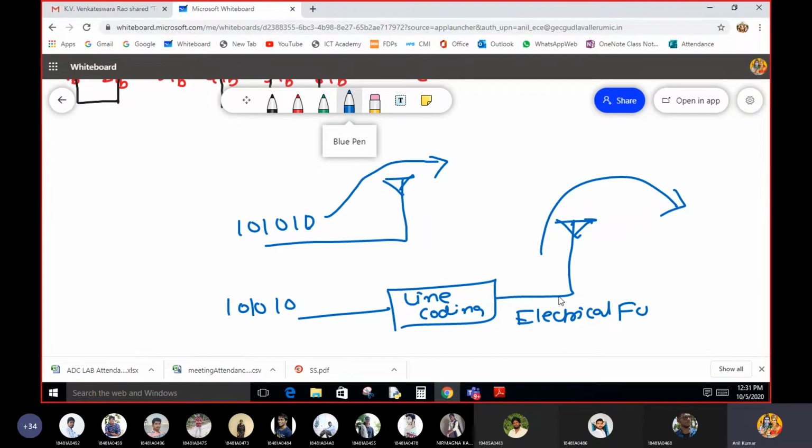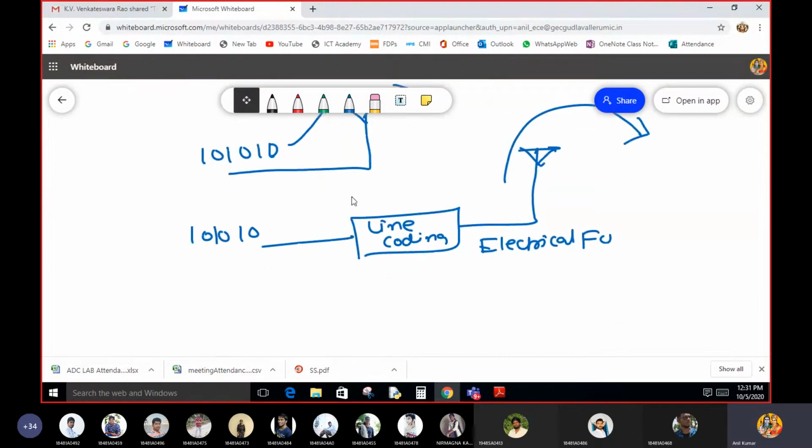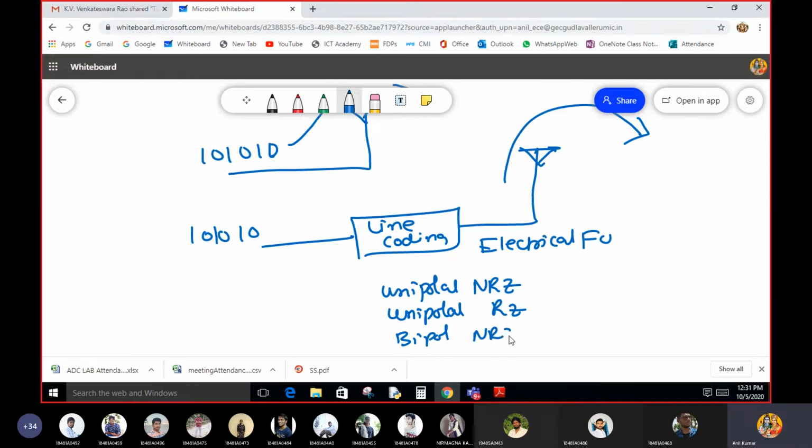What are the various line coding techniques available? Unipolar NRZ (non-return to zero), unipolar return to zero, bipolar non-return to zero, bipolar return to zero, and Manchester coding. These are the various line coding techniques.